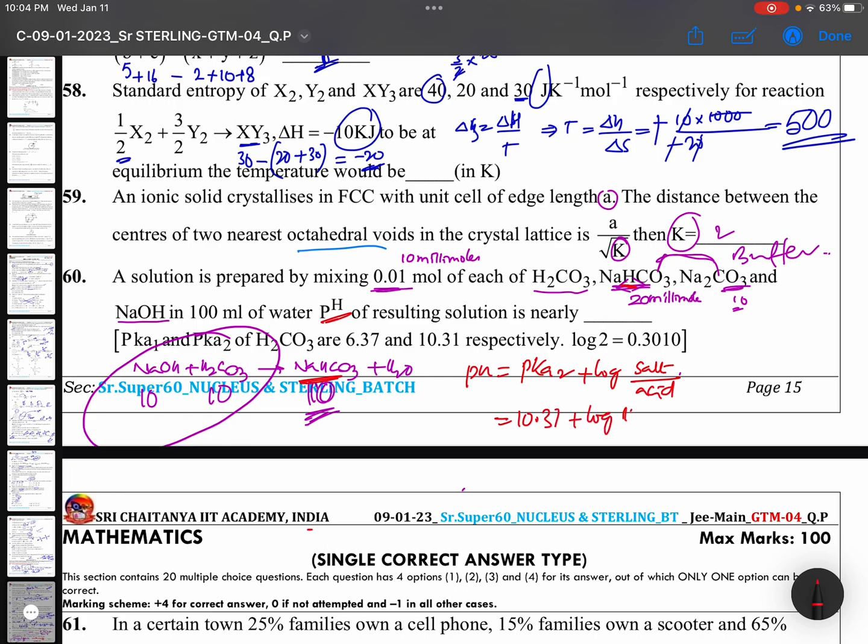Salt is 10 millimoles, acid is 20 millimoles. You can say 1 by 2, log 1 by 2 is minus 0.31. 10.31 minus 0.31 is nothing but 10.